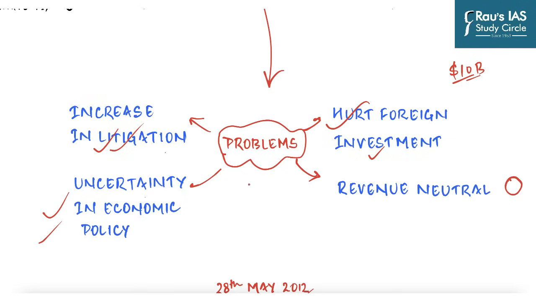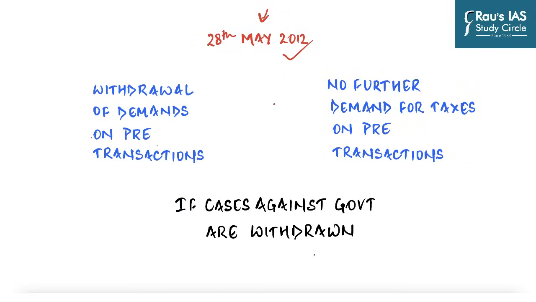Alright, so what has the government done in yesterday's bill? So the government has decided to do away with the retrospective amendment. The demand for payment of taxes on the transactions which were done before 28th May 2012 would be withdrawn. Tax collected on a retrospective basis would be refunded back to companies. Then no further demand for taxes on the transactions which were done before 28th May 2012 will be made. But these two provisions will be applicable if the company withdraws the case against the government. So these are the three important points of the bill.